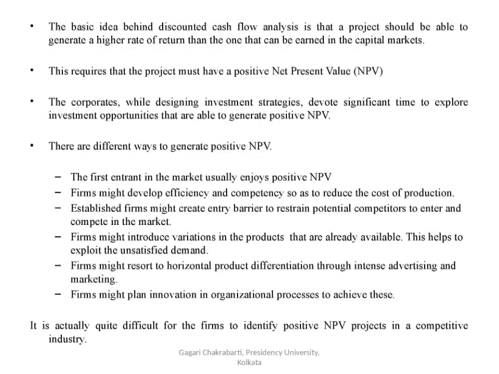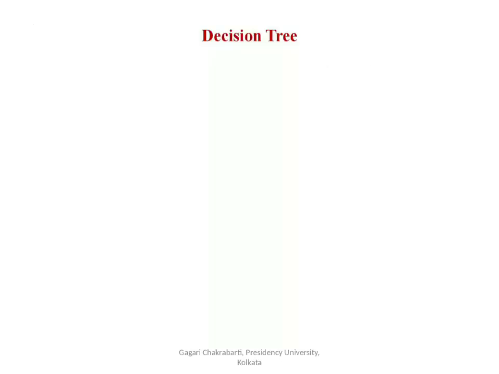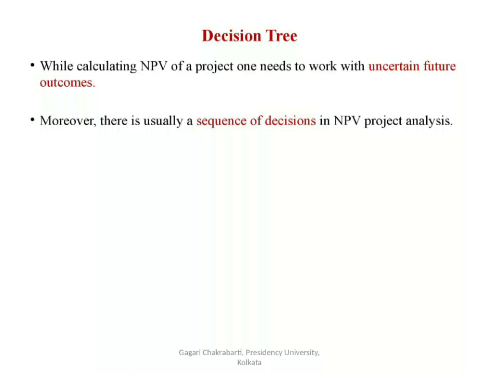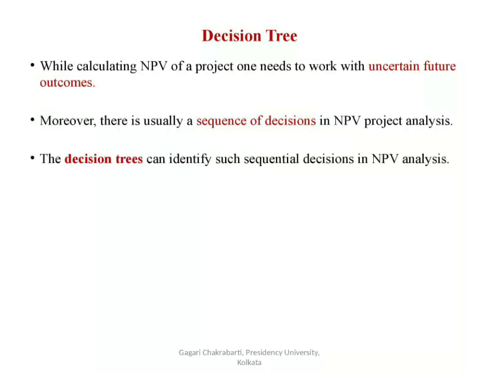Now, let us move on to the decision tree. While calculating the NPV of a project, we need to work with uncertain future outcomes. So cash flows are really very uncertain. Moreover, there is a sequence of decisions in NPV project analysis. So first we take a decision, then after a certain period of time we go for the investment. So this decision is very important and that decision can be considered using a decision tree.